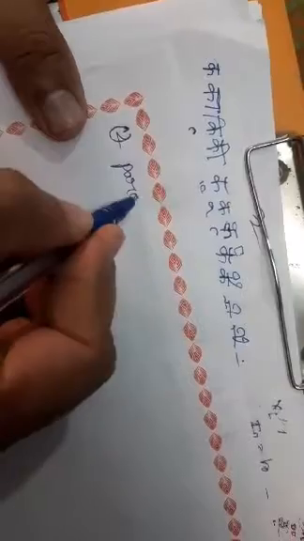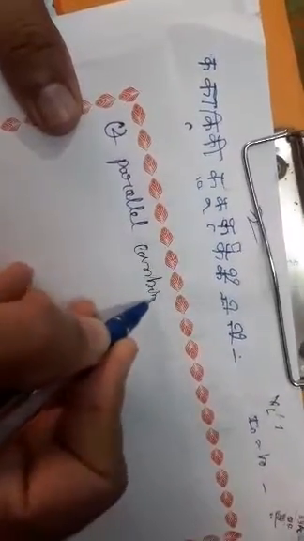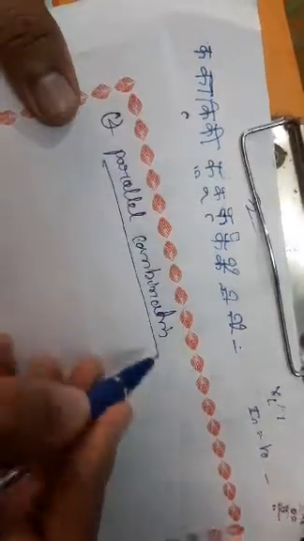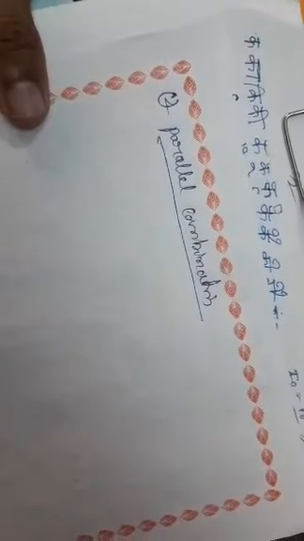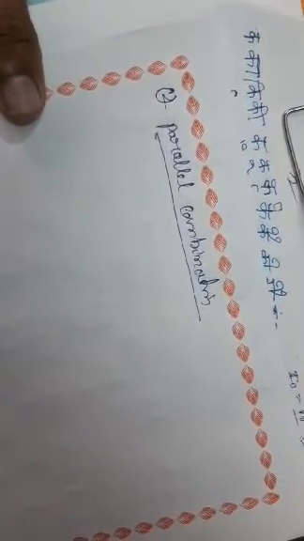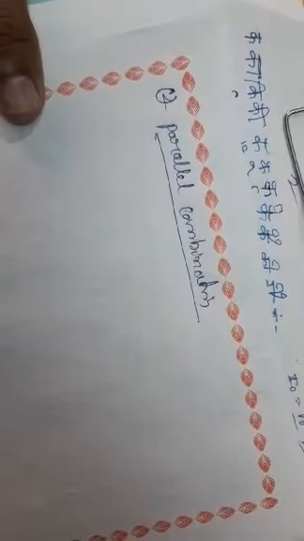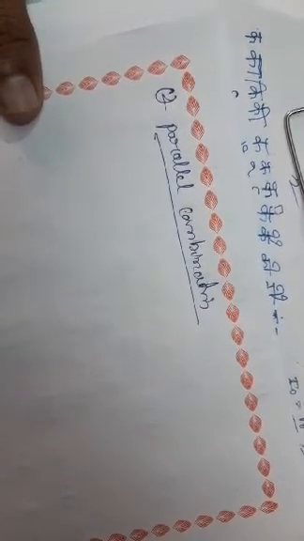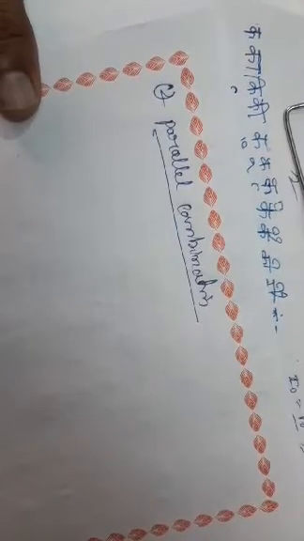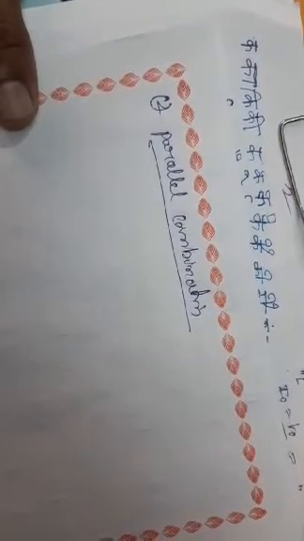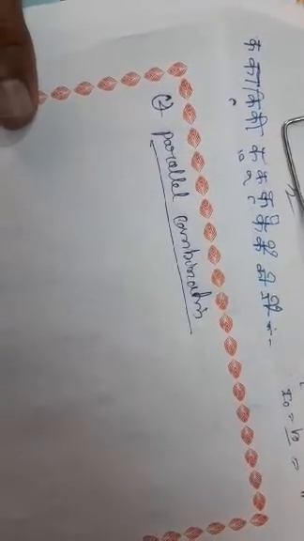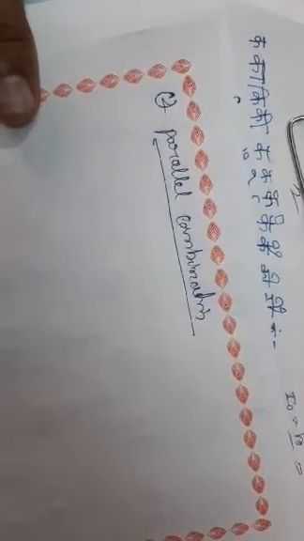Next one is parallel combination, the second type. Parallel combination means the two cells are said to be parallel when they are connected between two different terminals. The current is different, the potential difference is the same. That is the meaning of the parallel combination of cells.